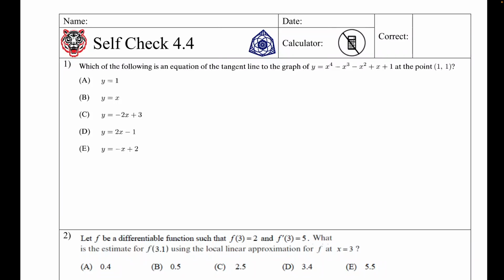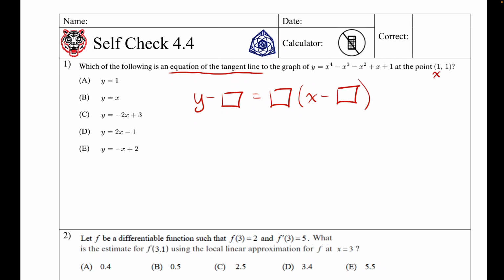All right, we're in AP Calculus AB, subject 4.4, solutions. Number one, which of the following is the equation for the line tangent? Every single time you see an equation of the line tangent, we do y minus box is equal to box times x minus box. And we need to find each of these.